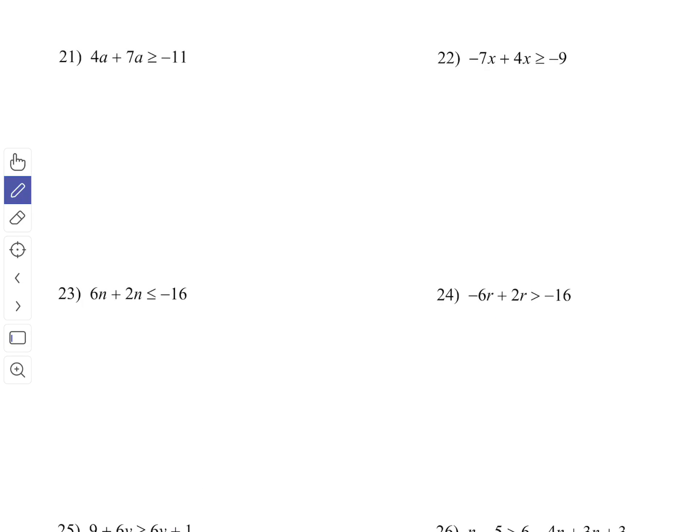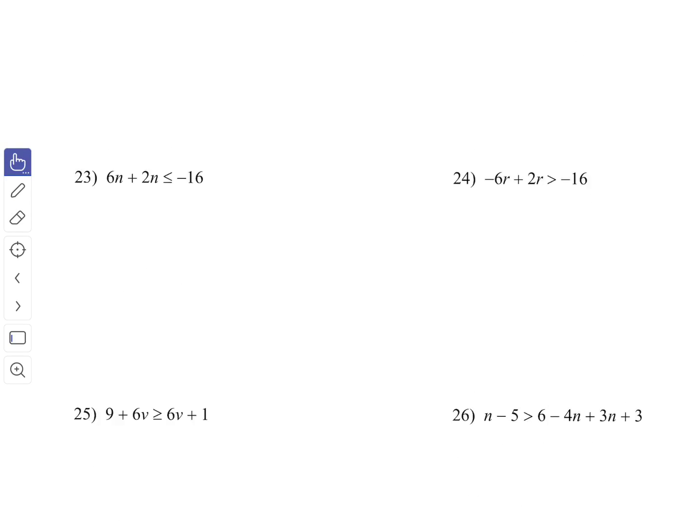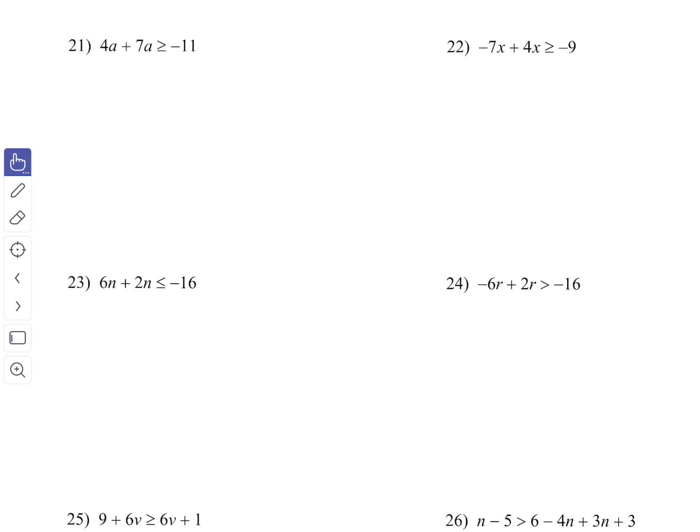All right. Now we got some more difficult problems, but these first ones are just dealing with having those variables on the same side. And when they're on the same side, we just combine them. So 4a plus 7a is going to give us 11a, greater than or equal to negative 11. Divide by 11, and a is greater than or equal to negative 1.